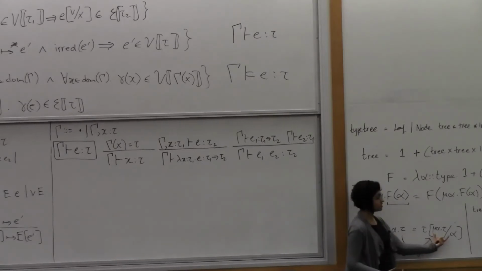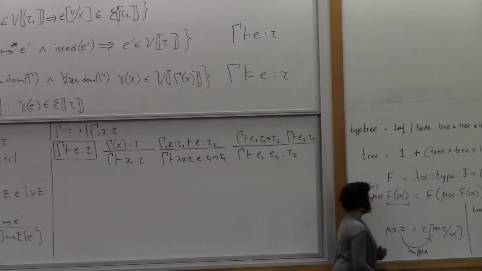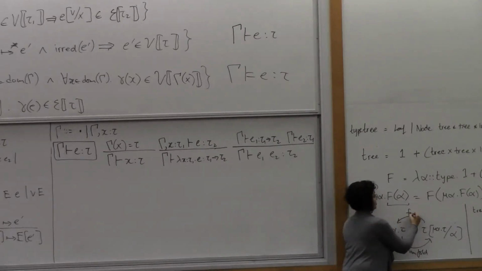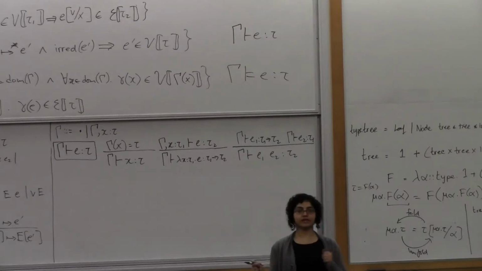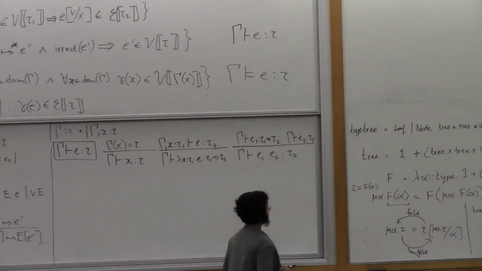It just unfolds the type in a sense for you. All right? And we have a fold operation that goes in the opposite direction. So fold and unfold witness this isomorphism. They allow you to shift views between these two types.